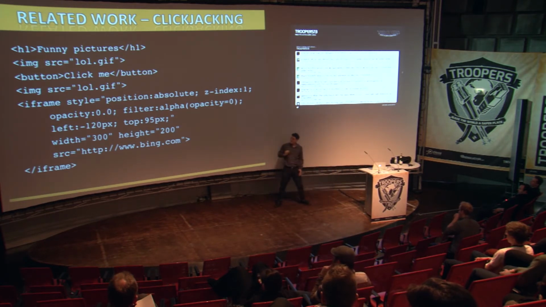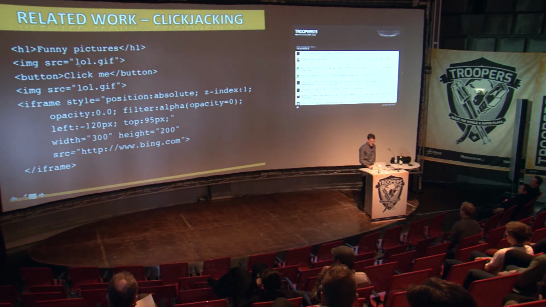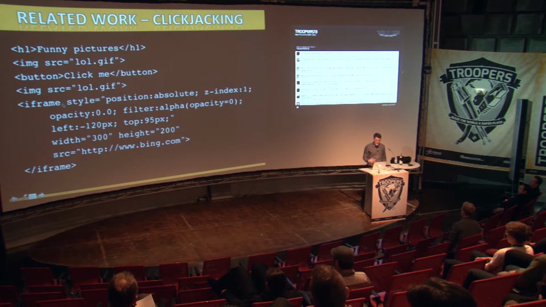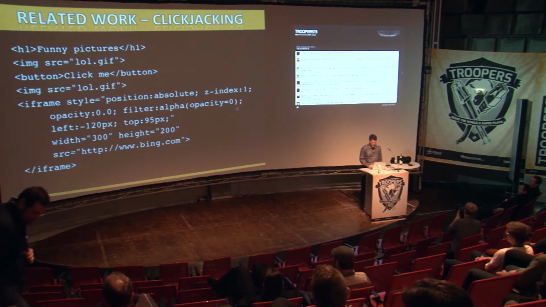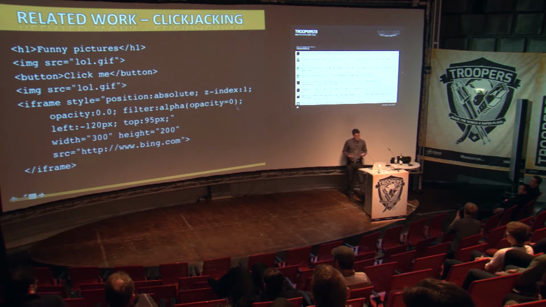We have our h1 tag or element here with funny pictures. Then the smileys here, click me as a button, and our iframe element. And the magic behind clickjacking is the CSS code. There are some properties like position here, z-index to overlay the click me button, opacity, and filter alpha opacity is equal to 0, which gives us the transparency in this case. So opacity 0.0 means full transparency, 0.5 means half transparency.